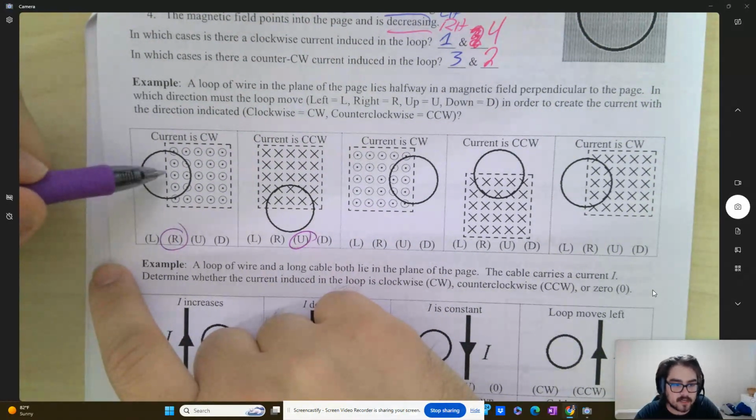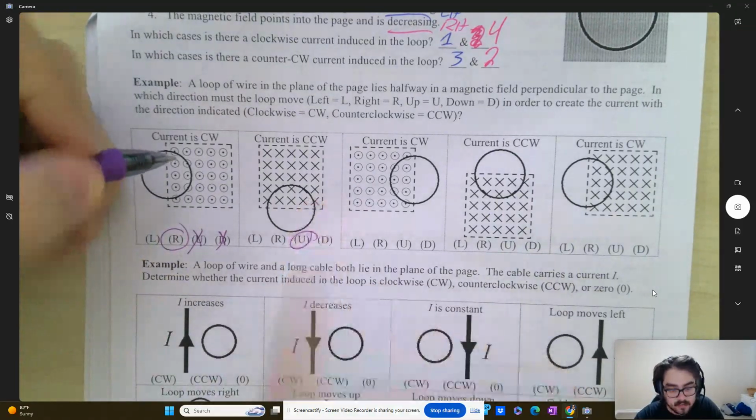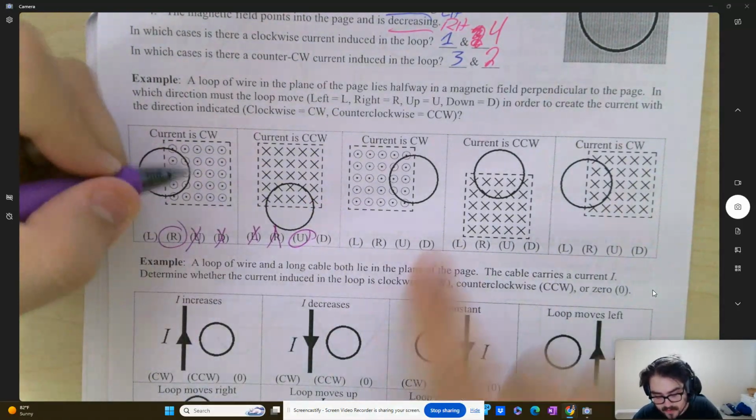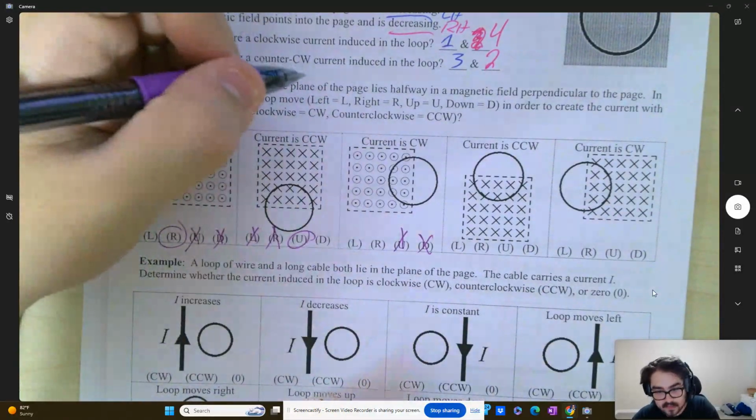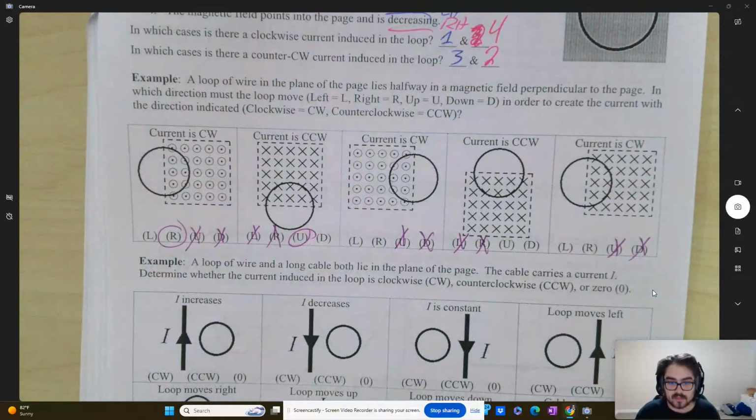But that's too much, right? We can either move it left or right to move it. So you can automatically knock out up and down. Here you could knock out left and right because again, that's not going to do anything. You can knock out up and down here because that's not going to do anything. Left and right isn't going to do anything. Up and down is not going to do anything. Okay, we're just taking out the choices that don't matter to us right now.